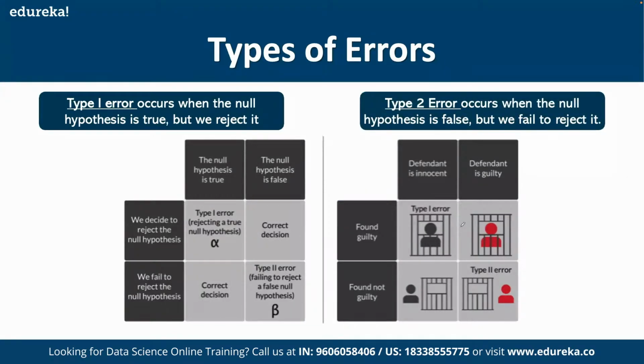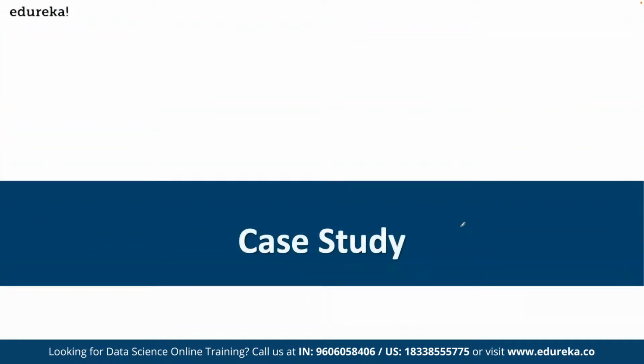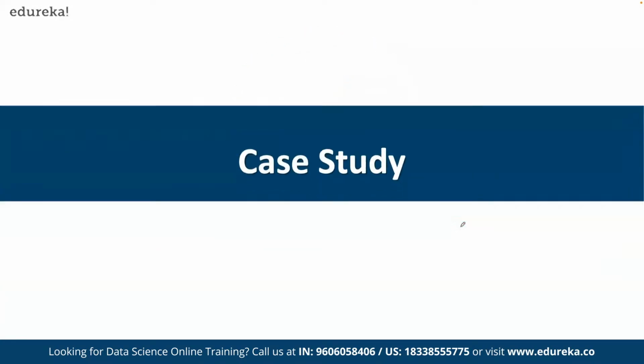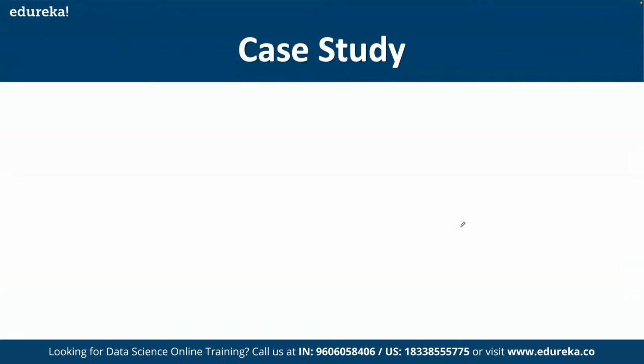Type 1 error means that the null hypothesis is true, but we are rejecting the null hypothesis and going with the alternate hypothesis. And we have the type 2 error, which occurs when the null hypothesis is false, but we fail to reject it. These are the two kinds of error that we generally come across while performing hypothesis testing. Now, to get better clarity on this, let's take up a case study.